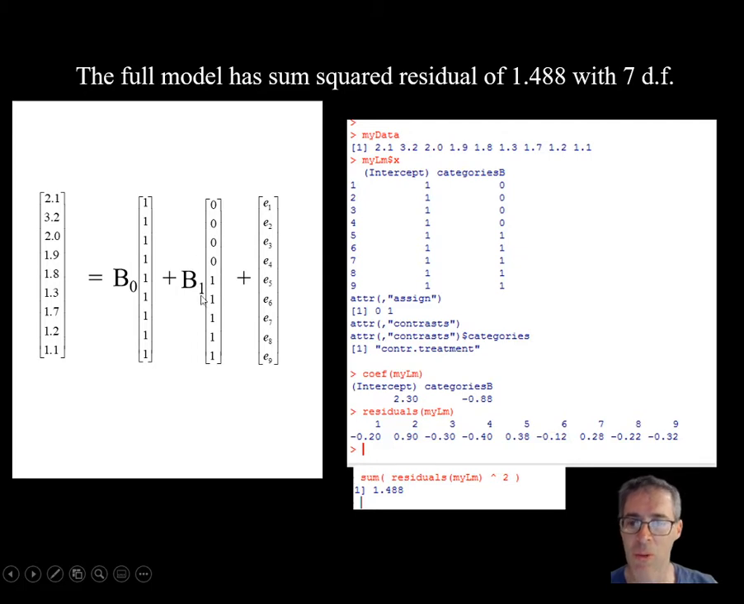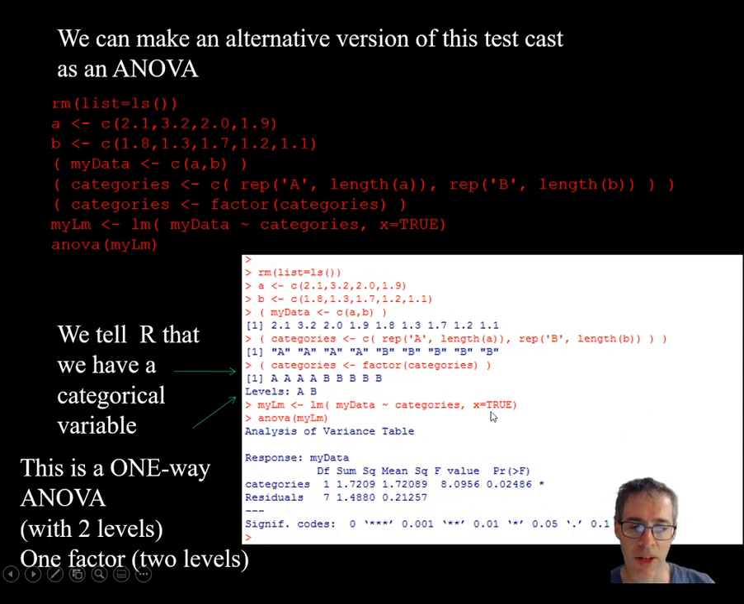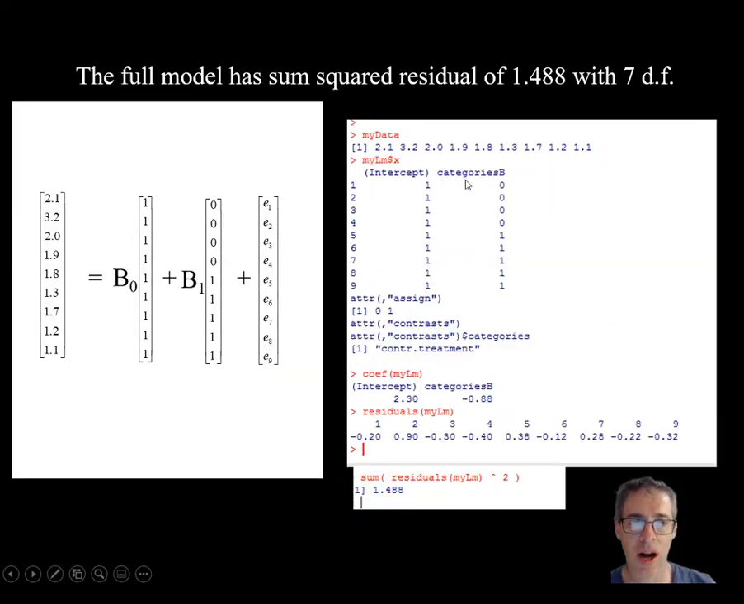Right, so B1 discriminates A by B, and the way that R puts this in the model is to assign this column vector with either 0s or 1s. How do I know that this is what R is doing? When I call the ANOVA here, I say x equals true, and it shows me the data. So this column here represents what we multiply by the intercept. In this column here, categories B, right? It's 1 if it's category B, and 0 if it's category A.